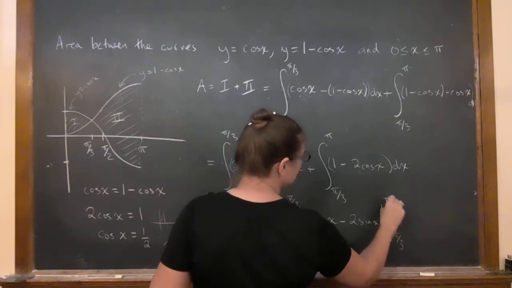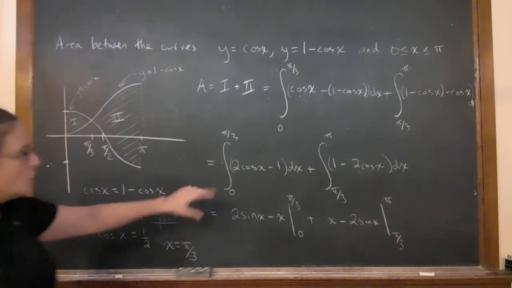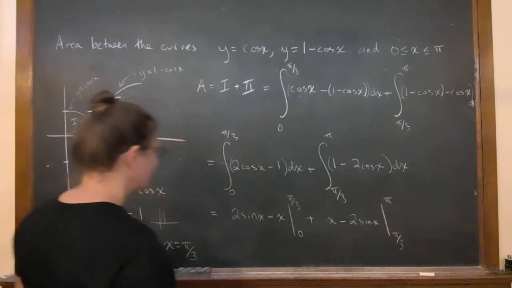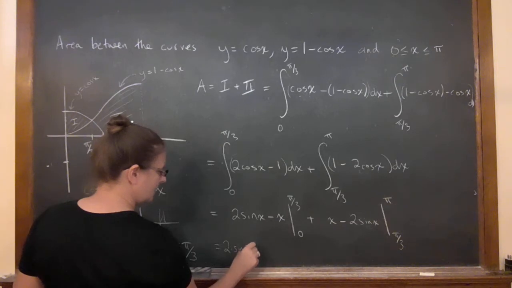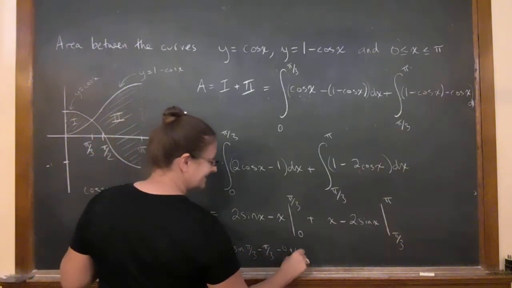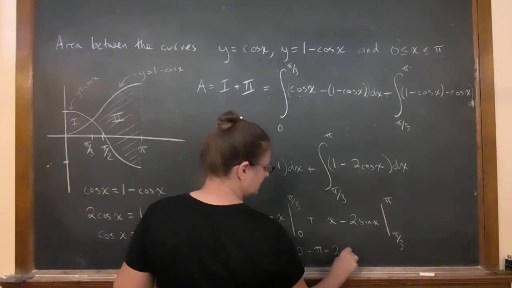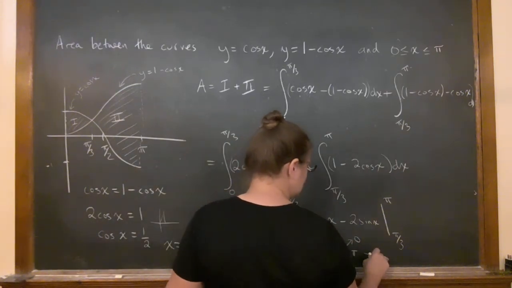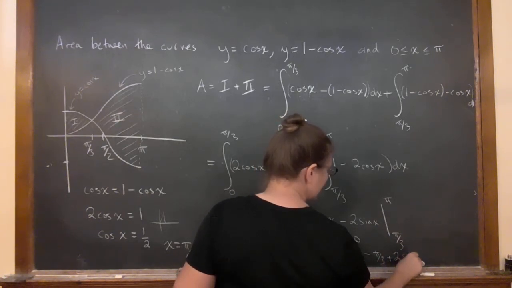Be careful, right, because you've got 2 separate integrals and they're being evaluated in separate regions. So this first one, these guys go to this. The second one, these guys go to that. I plug all this in. 2 times sine pi over 3 minus pi over 3 minus 0 plus 0 plus pi minus 2 sine pi. Oh, that's just 0 anyway. Minus pi over 3 plus 2 sine pi over 3.